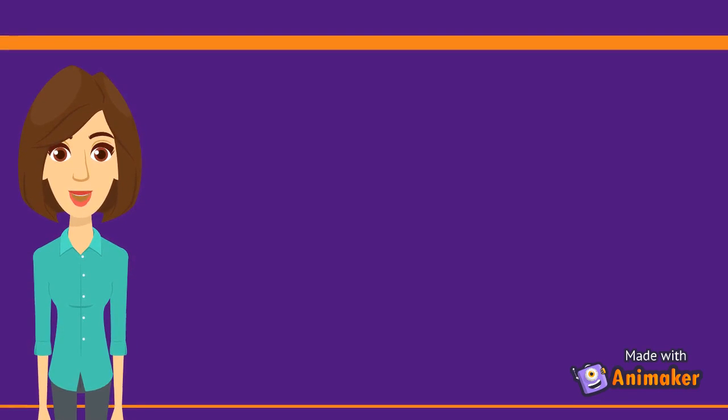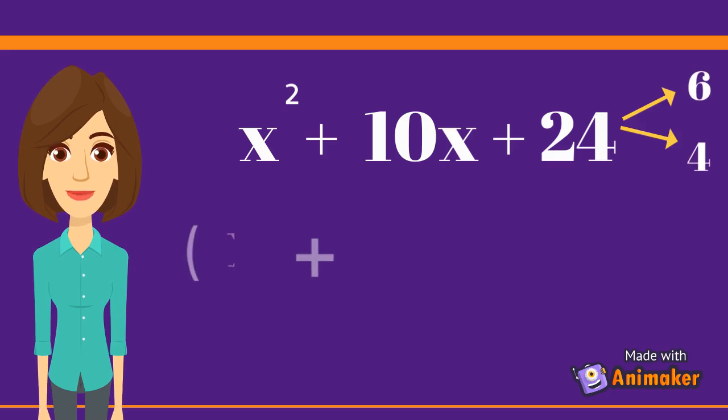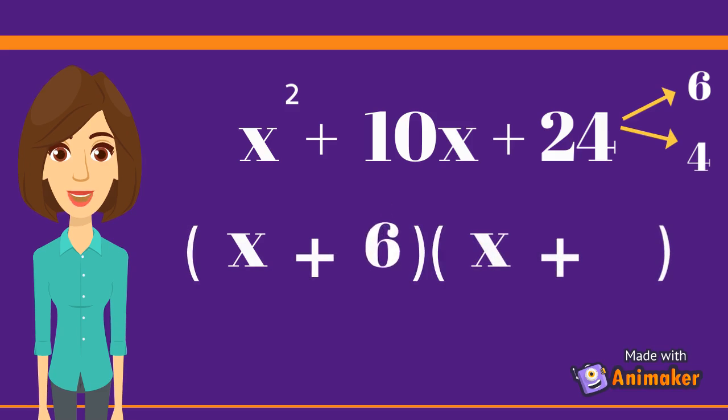Let's take the first example, x squared plus 10x plus 24. The last term, 24, is positive, and also the middle one. By choosing the factors of 24, 6 and 4, rather than choosing other factors, because if I add them together, I will get the middle term plus 10x. That's why I am choosing these factors exactly.